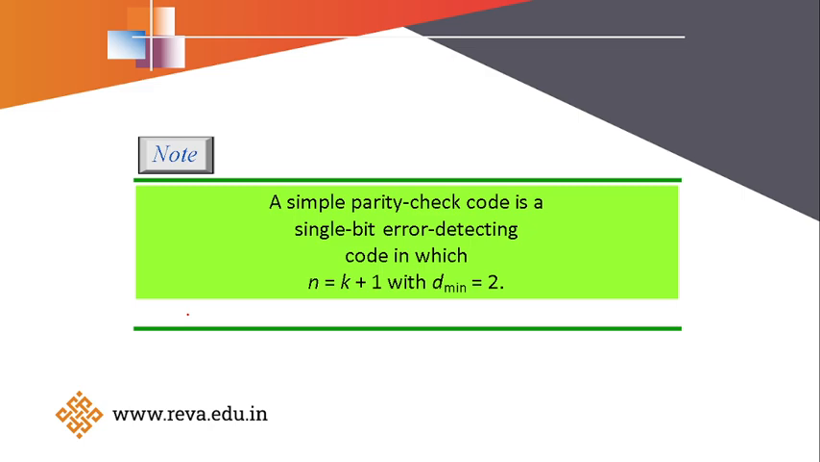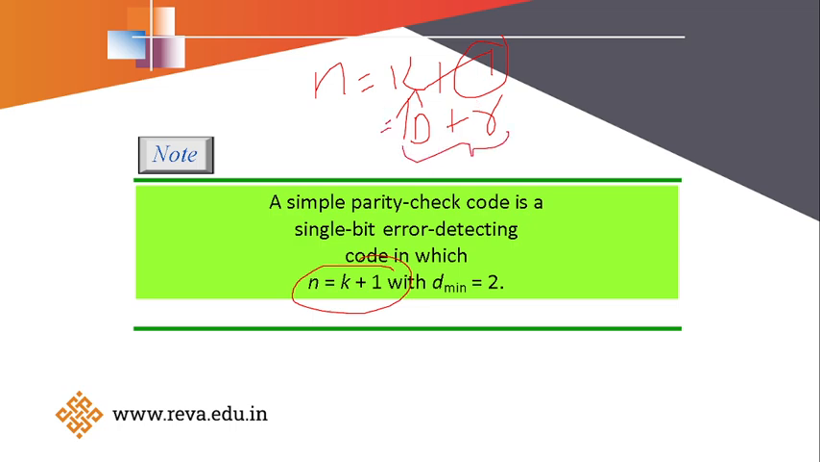So now let us see the simple parity check, how it will work. A simple parity check code is a single bit error detection code. It identifies only a single bit error. Please keep in mind that n is equal to k plus 1. Here k is nothing but the data word. It may be of any number of bits, but in simple parity check, the extra bit we are adding should always be 1 bit, not more than 1. That's why we call it single bit error detection. Whatever resultant you get, we call it n, which is nothing but the code word.